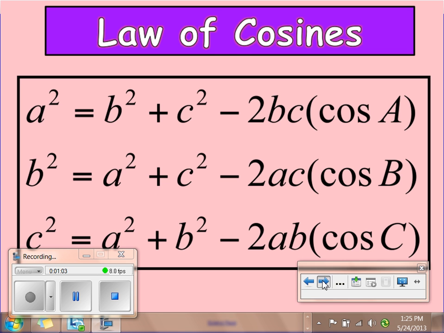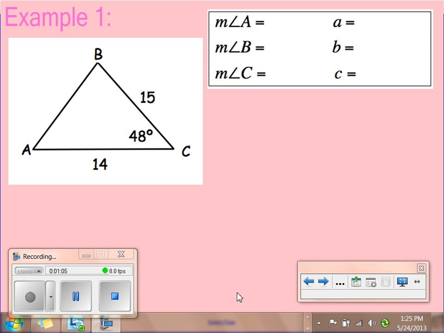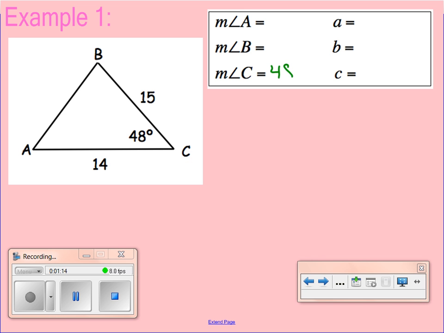So let's take a look at an example here. Example 1: we're given a triangle ABC, and we know that angle C is 48 degrees. We also know that side B is 14, and we know that side A is 15. We want to find all the other pieces of information. So as you see, we don't have a complete family.